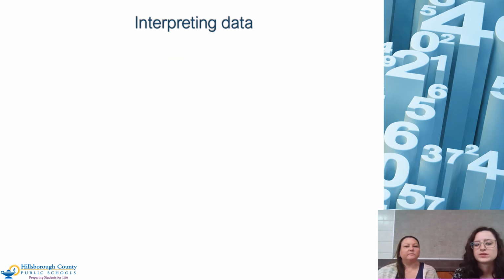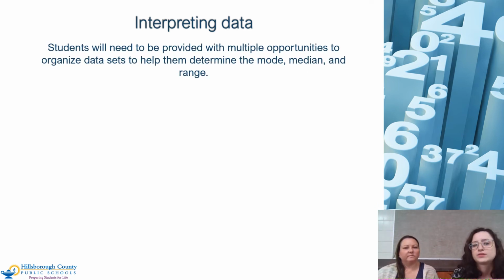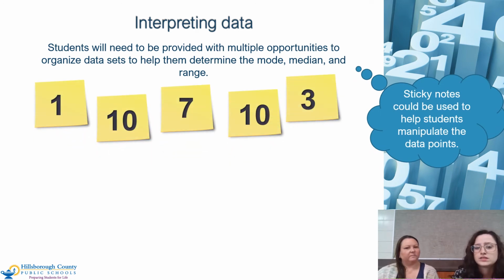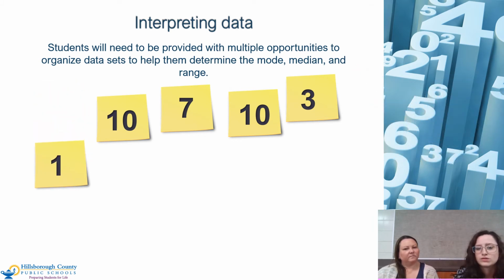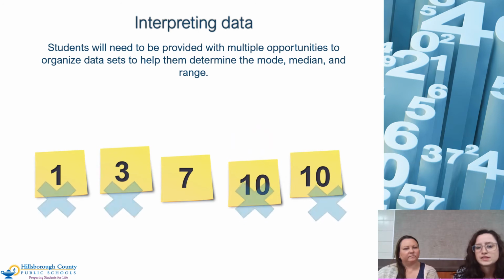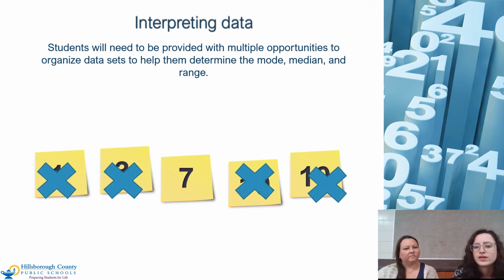So as students work with interpreting data, they need to be given lots of opportunities to organize data sets, which can help them determine the mode, the median, and the range. To help students manipulate the data, they could put it on sticky notes. And so I have 5 sticky notes here with different data points on it. And the first thing I'm going to do is order it from least to greatest. Once I do that, I can then X out the outside values, and I'm left with that middle value or the median of my data set, which is 7.